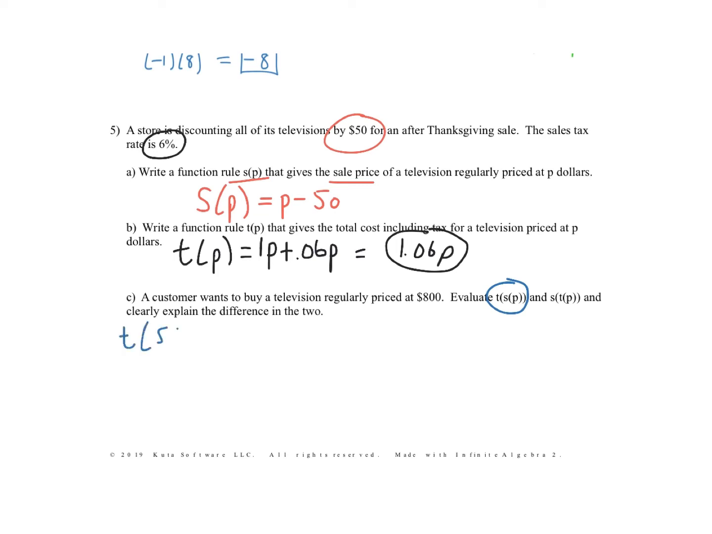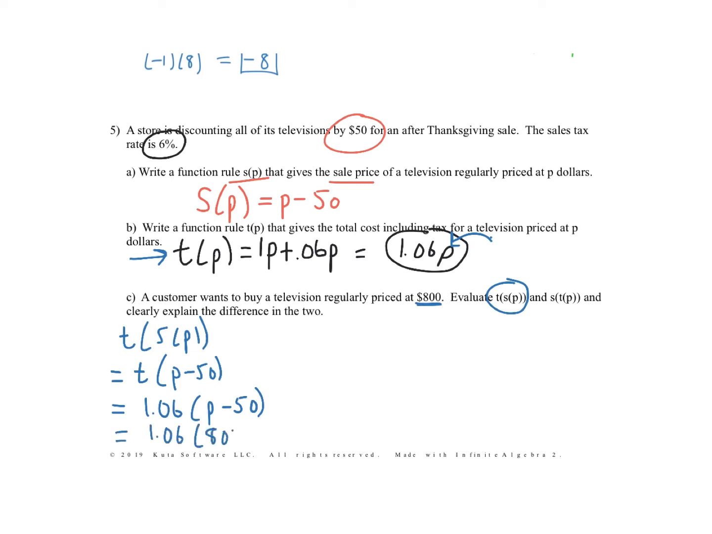So T of S of P. Again, the way we always do composition is replace the inner function. S of P, we wrote in part A, is equal to P minus 50. So if we want to apply the rule T now to P minus 50, what I'm going to do is plug in P minus 50 for that P. In this problem as well, they actually gave us a value to use for P. So now might be a good time to plug that in. P we know is 800.